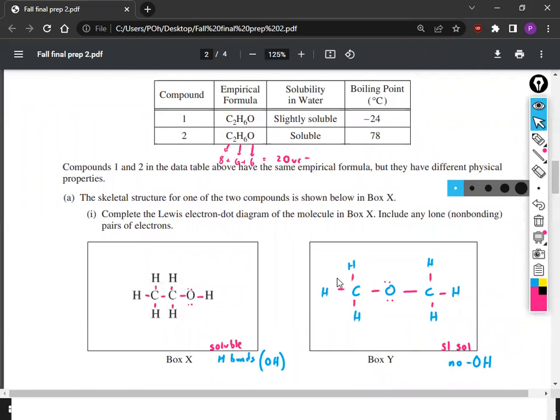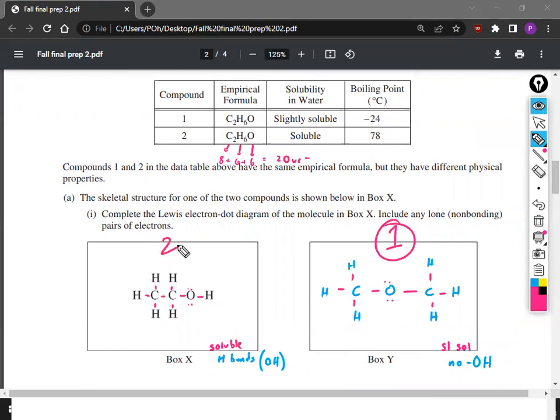Y. This one is compound 1 because it is slightly soluble, and this one right here is compound 2. We went through the reasoning why. It's because of the hydrogen bonds that will form here. So you would just justify based on what we talked about. Compound 2 is soluble because it's going to produce hydrogen bonds. Compound 1 is only slightly soluble because it doesn't have any hydrogen bonds. All right, that is it for that one.